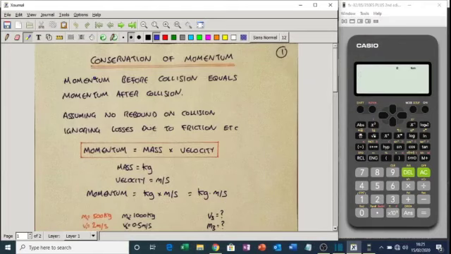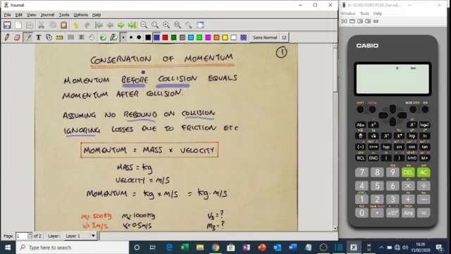Conservation of momentum. The basics of conservation of momentum states that momentum before collision equals momentum after collision. For that to work, we are assuming a couple of things. We are assuming there's no rebound on collision and that both objects collide and move together. So there's no bouncing off. And at the moment, we're going to be ignoring losses due to friction, wind resistance, etc.